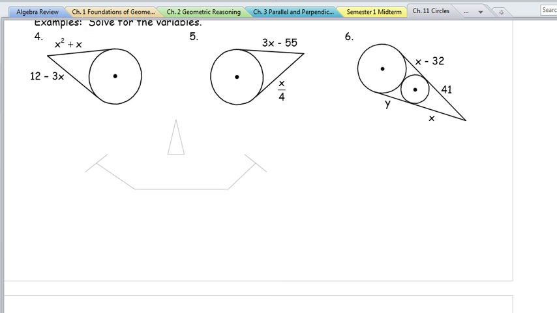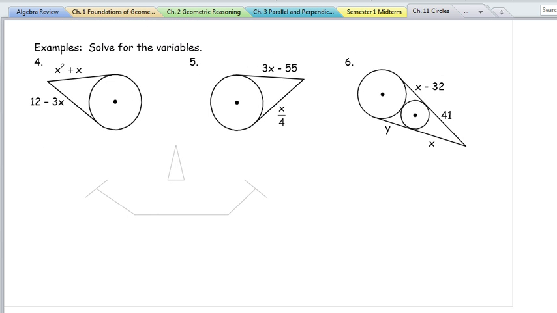So, got my little smiley face guy. We want to solve for the variables, so this will be pretty quick. Two tangent lines drawn from the same point, they're congruent. You guys know the drill, we've been doing this forever. Set them equal to each other. And let's go ahead and get everything on one side. So we're going to add 3x over, subtract 12 over.